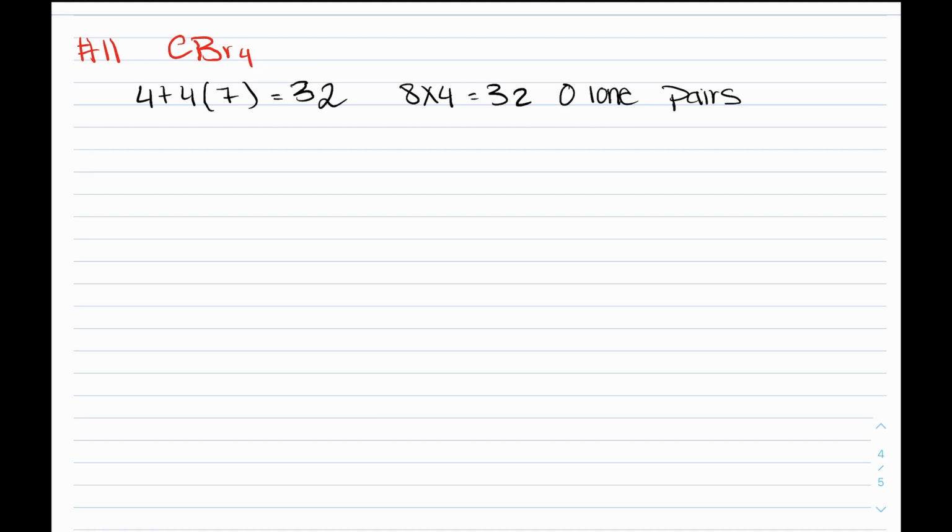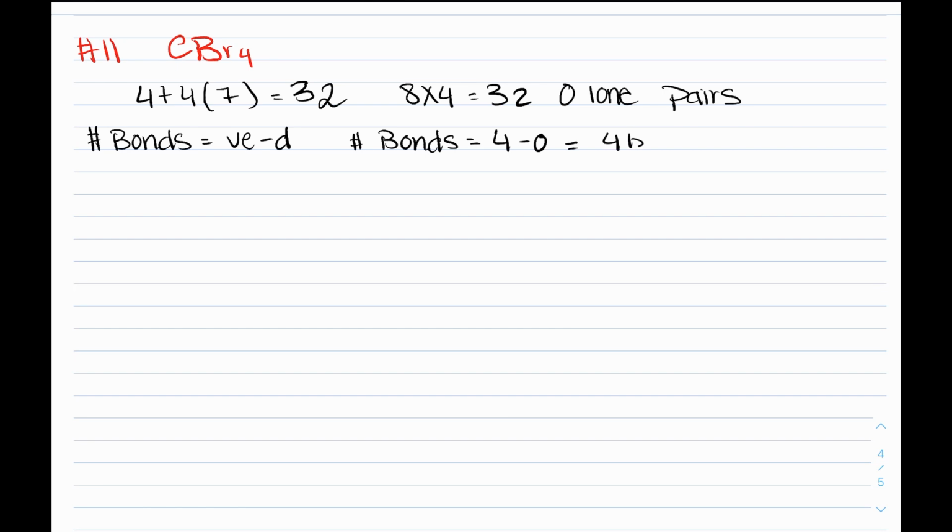I also like to know the number of bonds we have before I draw the Lewis structures. To find that, I use the equation: number of bonds equals valence electrons minus the number of dots. 4 minus 0, we have a total of 4 bonds. So this gives me an idea on how my Lewis structure should look.